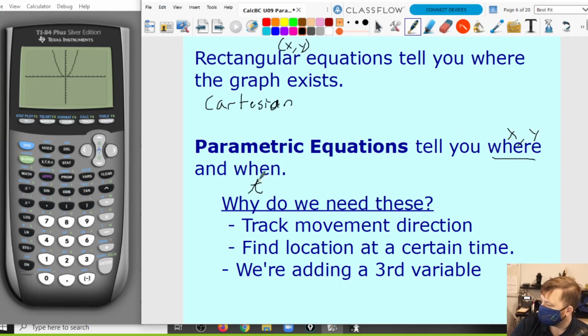And you're going to need this if we start talking physics. Maybe we talk about movement. We might use this to track movement right here. Maybe we want to know where a point is at a certain point in time. Or maybe we just need to add a third variable for a set of equations. So a lot of times though, it's movement. And a lot of times in this class, if it's for any real life thing, it's some physics type problem. All right. So parametrics, we use a combination.